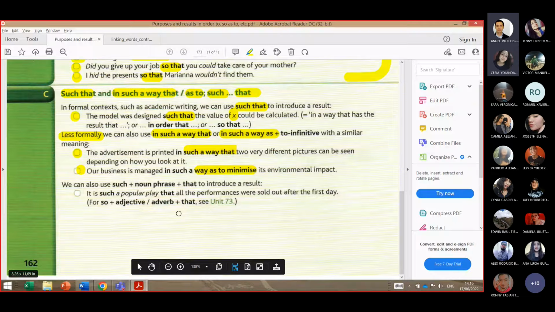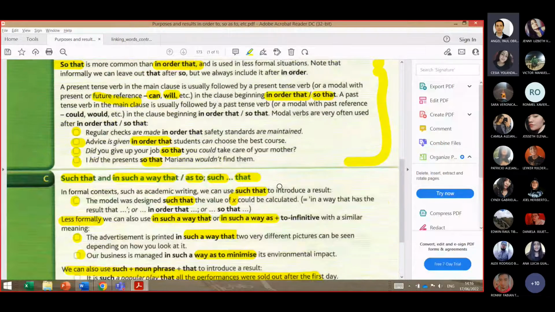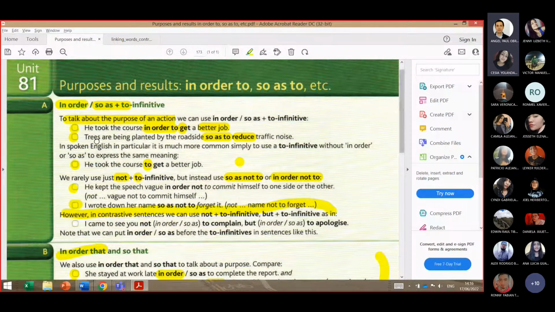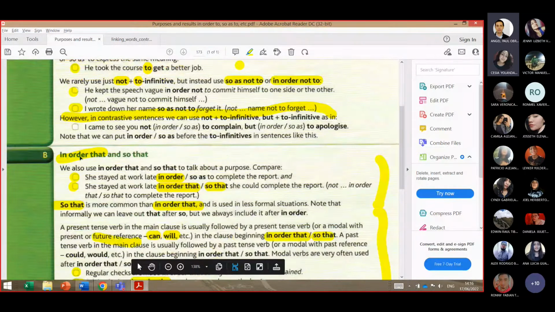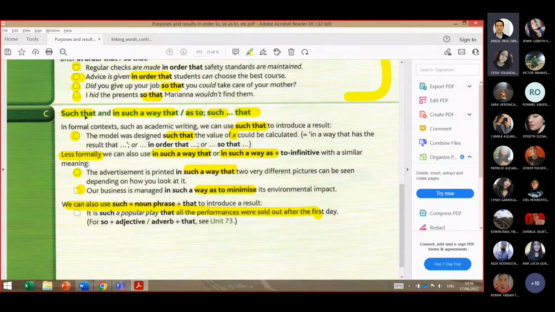Ya. Yeah, we can also use such. Bueno, esto no lo tomé en cuenta. Ya, pero los más, en mi experiencia, los más utilizados, por ejemplo, es este de aquí, in order to, so as to, ¿sí? Esto también se utiliza in order that, so that, y también este such that, o in such a way that, ¿ok? O pueden este de aquí también such, you can say such a good boy. Si utilizamos esto, ¿no?